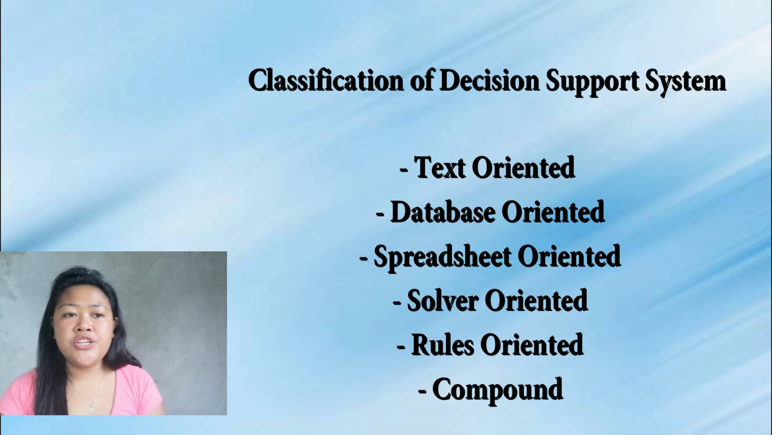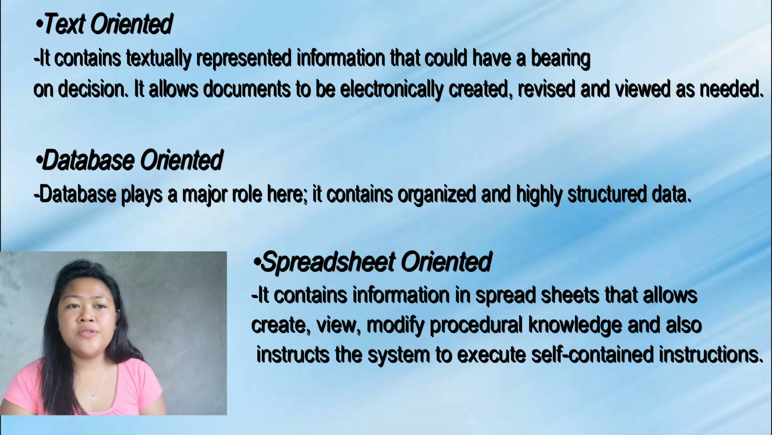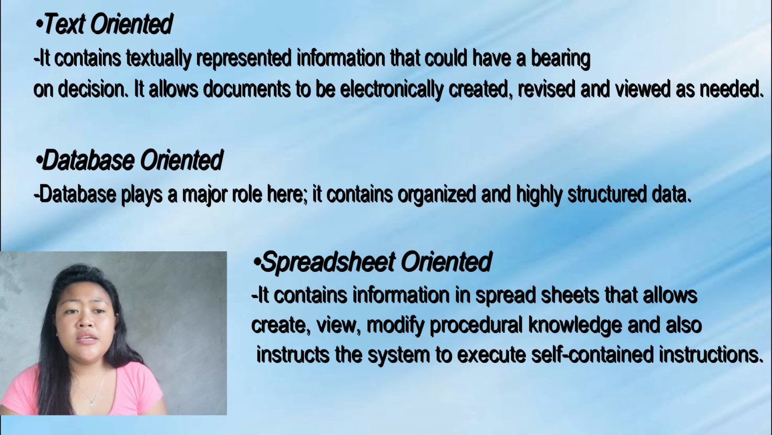There are 6 classifications of decision support system: the text-oriented, database-oriented, spreadsheet-oriented, solver-oriented, rules-oriented, and compound decision support system. Text-oriented. It contains textually represented information that could have a bearing on a decision. It allows documents to be electronically created, revised, and viewed as needed. Database-oriented. Database plays a major role here. It contains organized and highly structured data.